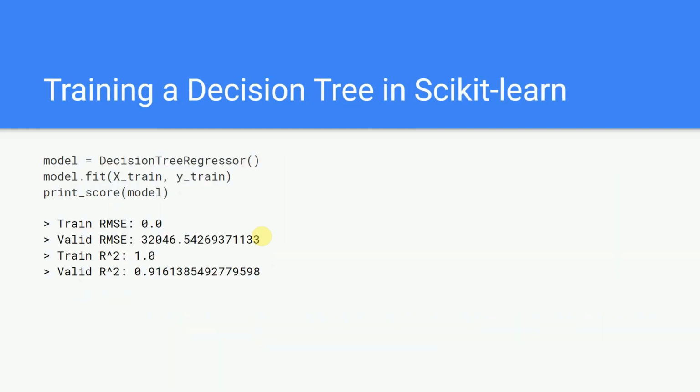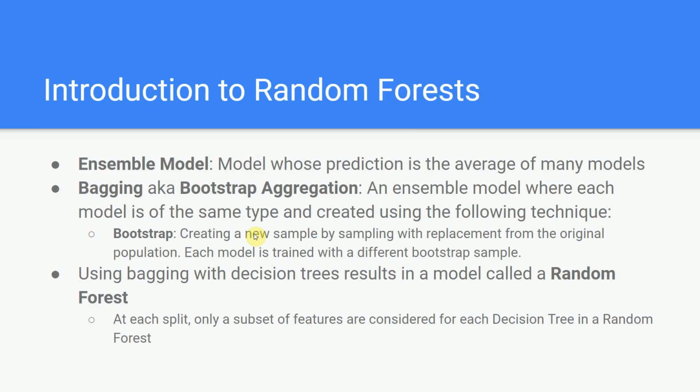So the main problem here that we identified is the model is memorizing our data. We don't want it to do that. Instead, we want it to learn some general trend in the data. So we're going to move on to a model called a random forest. Before we do that, there's a couple of concepts that I want to cover. The first thing is an ensemble model. An ensemble model is basically a model whose prediction is the average of many models. For example, you could have many decision trees that you build, and the prediction will be the average prediction of all of those.